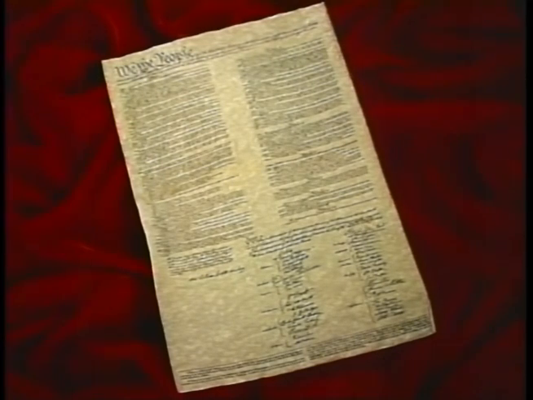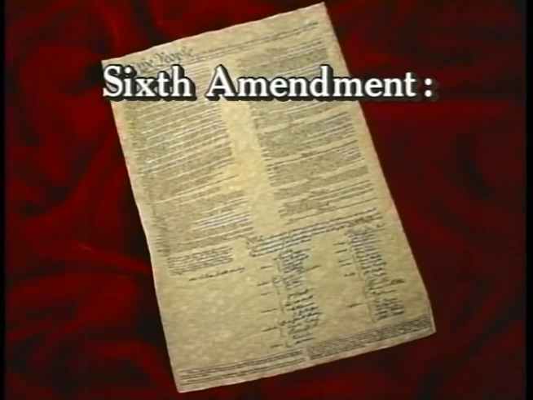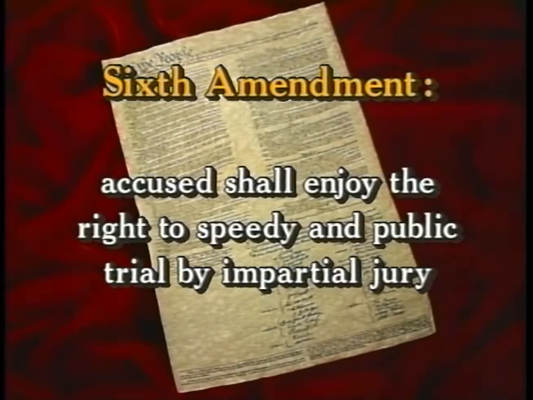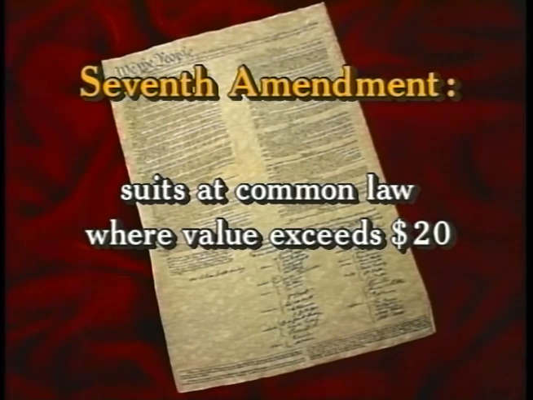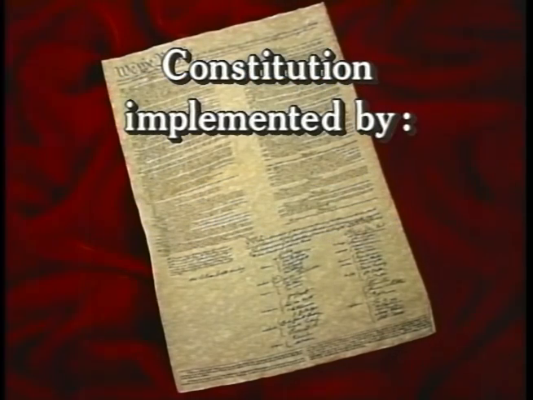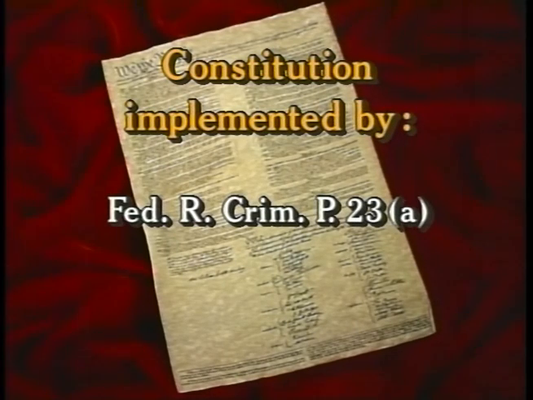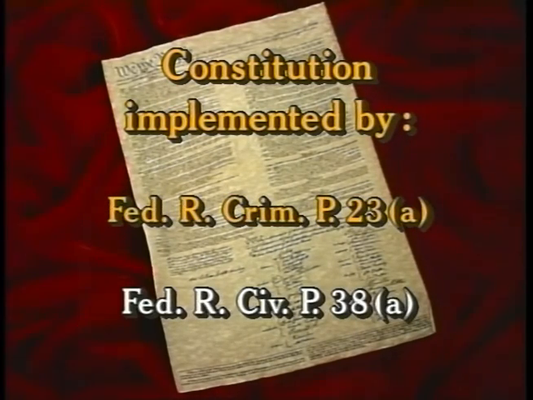Our discussion of jury administration and jury selection begins with the Constitution itself. On the criminal side, the Sixth Amendment expressly provides that in all criminal prosecutions, the accused shall enjoy the right to a speedy and public trial by an impartial jury. The Seventh Amendment to the Constitution provides that in all suits at common law, where the value in controversy shall exceed $20, the right of trial by jury shall be preserved inviolate. The constitutional provisions are implemented by the rules of criminal procedure and the rules of civil procedure.